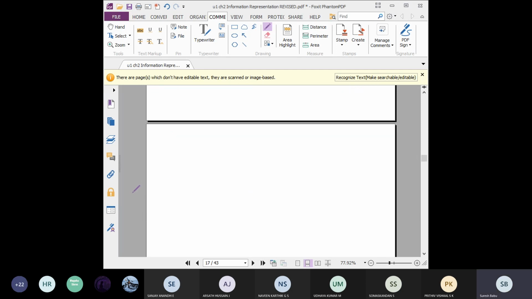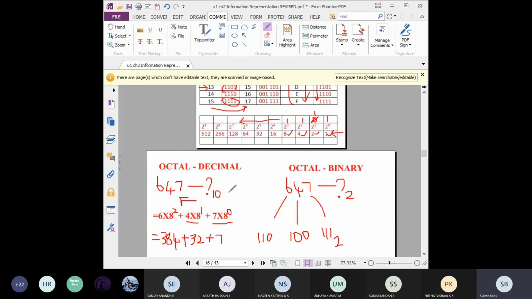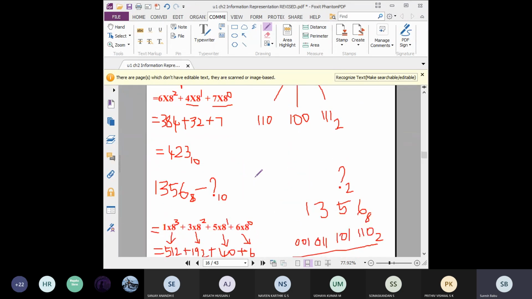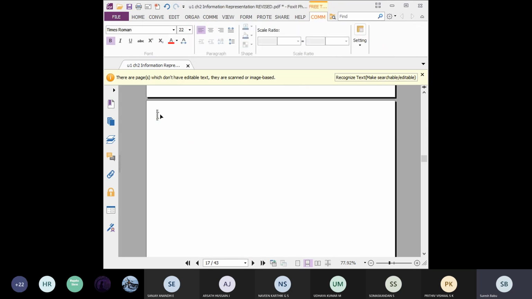Then we go for decimal to other number systems. Here we missed one thing that we will see tomorrow, that is octal to hexadecimal and hexadecimal to octal. I am going to explain that tomorrow. Today, the next thing we are going to see is hexadecimal to other number systems, especially hexadecimal to decimal and hexadecimal to binary.